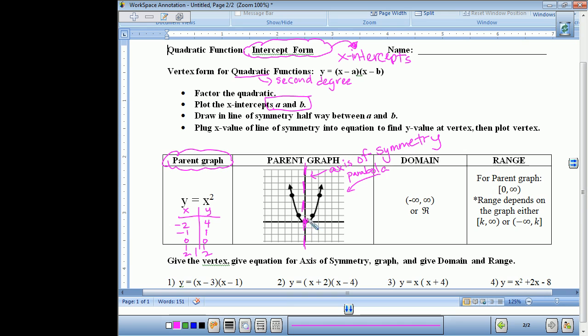Now, this point that sits on the axis of symmetry, does it look like it's at the bottom of that parabola? It is. And we call that point the vertex. That is the vertex. Okay, so add these things to your notes. Draw in the axis of symmetry. Identify your vertex.